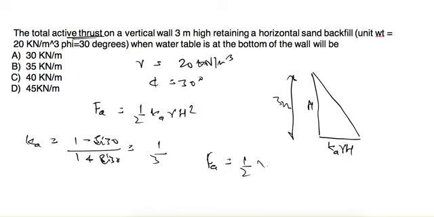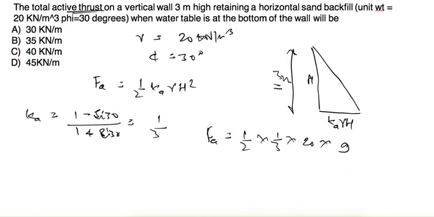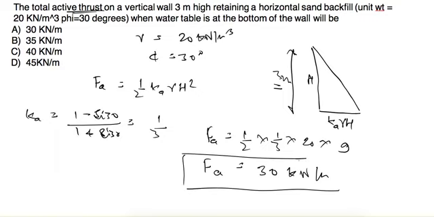If we put it here, Fa is equal to 1 by 2 into 1 by 3 into 20 into H square, H is equal to 3, so it is 9. And so from here the active thrust comes out to be 30 kilonewton per meter, which is this option.